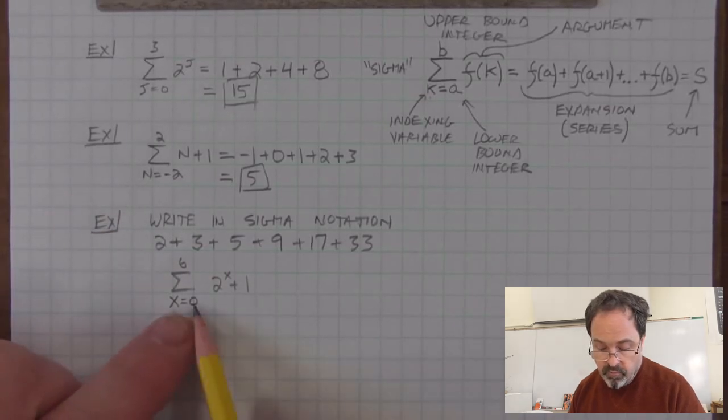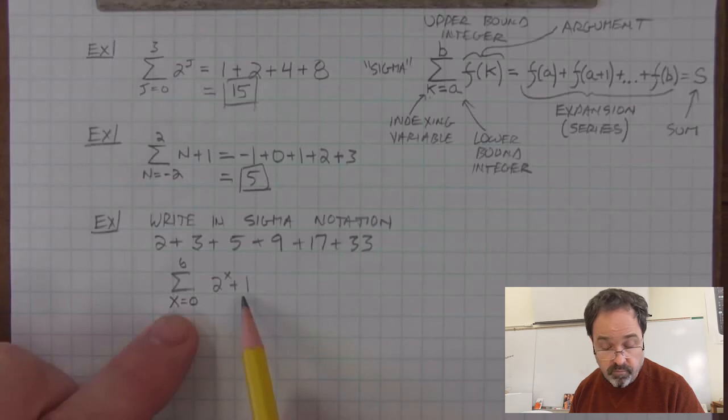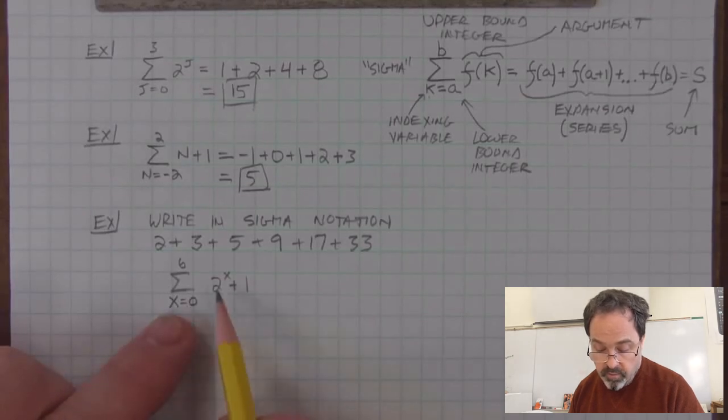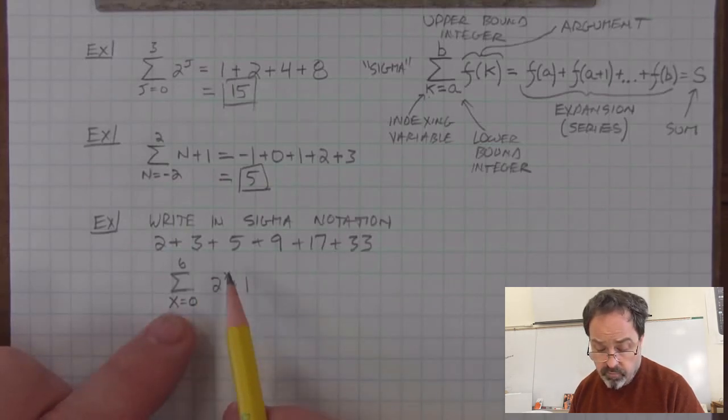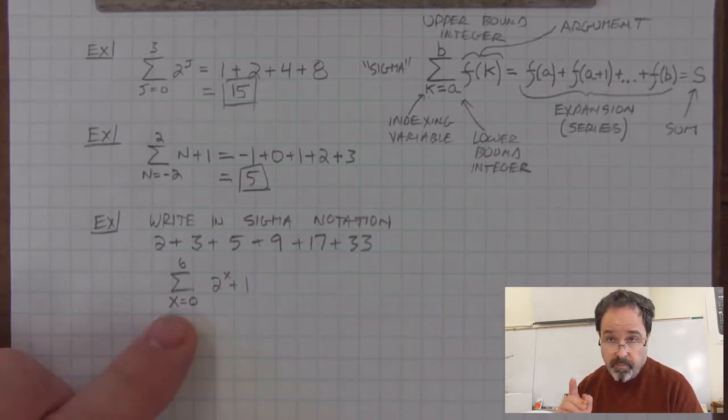If my first value of x is 0, I get 2 to the 0, which is 1, plus 1 is 2. So it did produce the first value I expected. I'm on to something. The next value of x is 1, 2 to the first is 2, plus 1 is 3. I got the 3 that I wanted. The next value of x is 2, 2 squared is 4, and 4 plus 1 is 5. Everything's good.